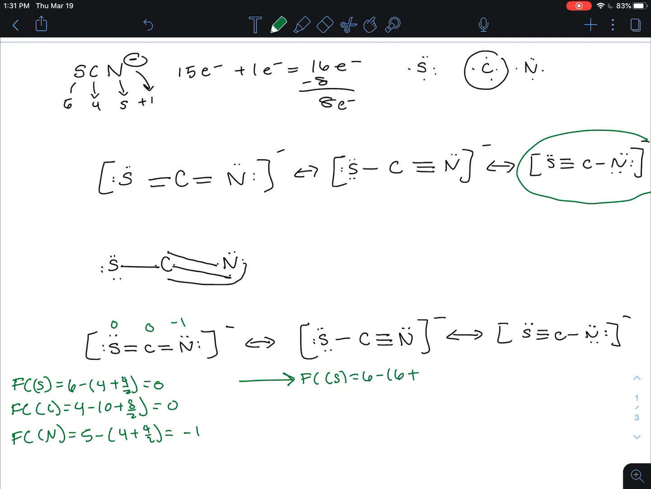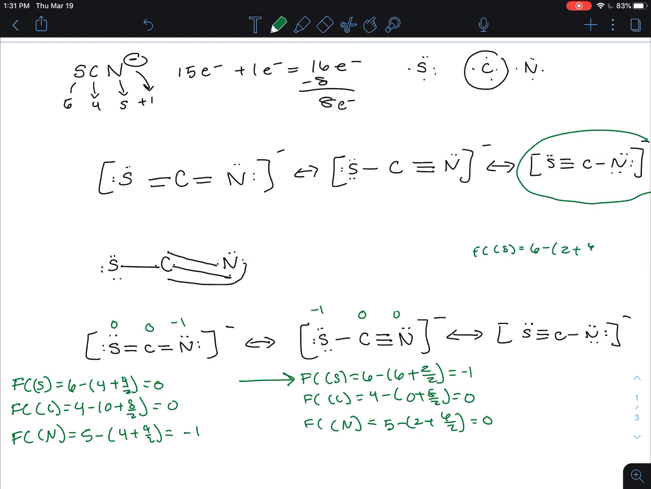Now what about for this sulfur? For this sulfur, we have 6 minus 6 plus 2 over 2, that's negative 1. For this carbon, we have 4 minus 4 plus non-bonding is 0, 8 over 2, and that's 0. And then for nitrogen, we have 5 minus 2 non-bonding plus 6 over 2, and that's 0. So negative 1, 0, 0.